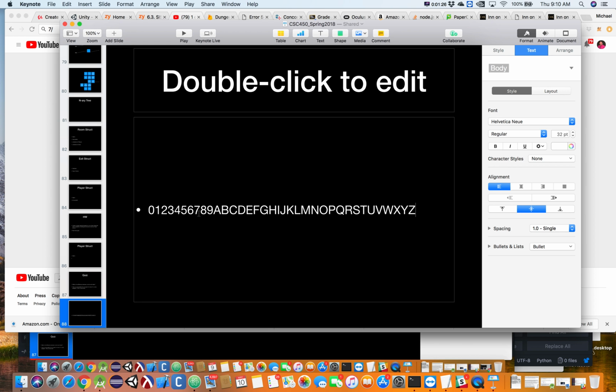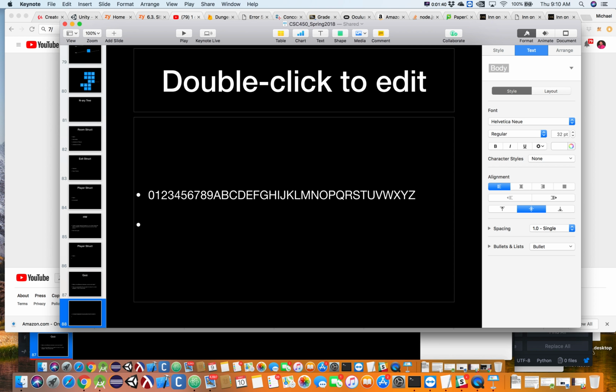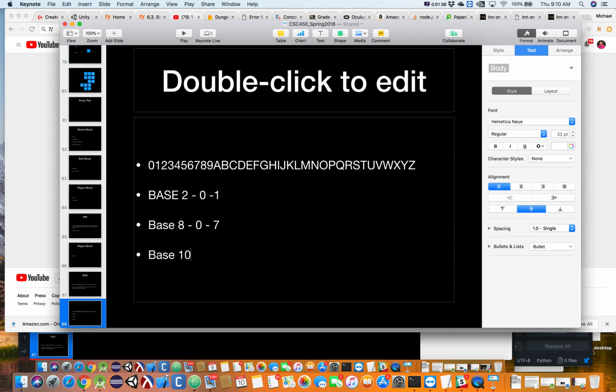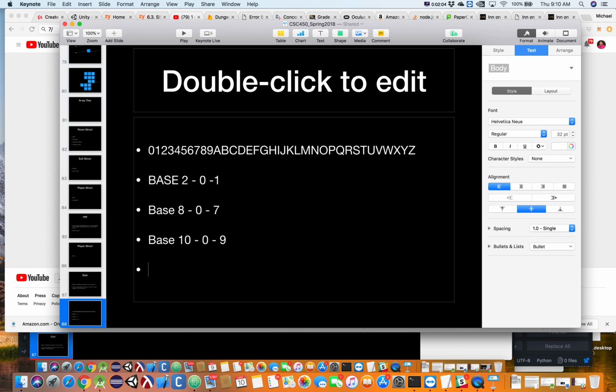All right, so a 9 is a 9, A is a 10, B is an 11, C is 12, and F is a 15. Make sense? All right. So now, any base: if we're talking about base 2, legal digits are 0 to 1. Base 8, legal digits are 0 to 7. Base 10, our base system, it's 0 to 9. So it's 0 to the base minus 1 are the legal digits.